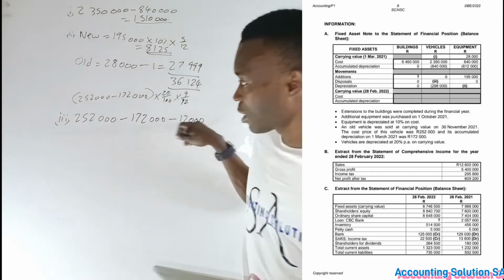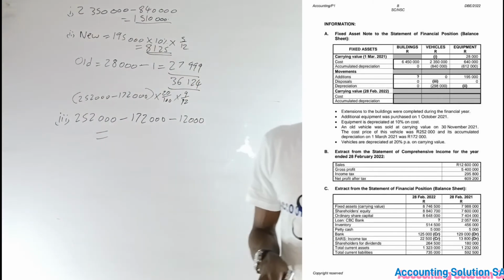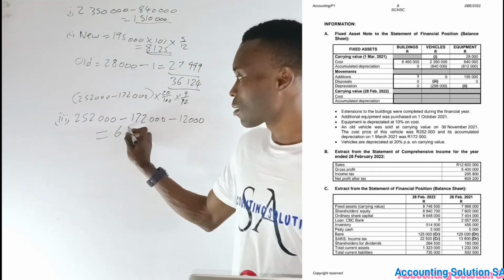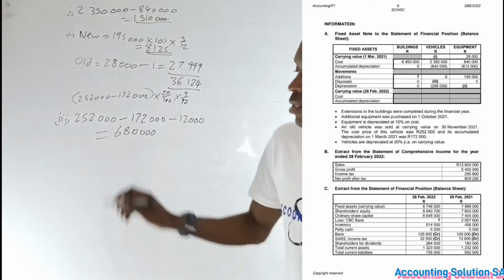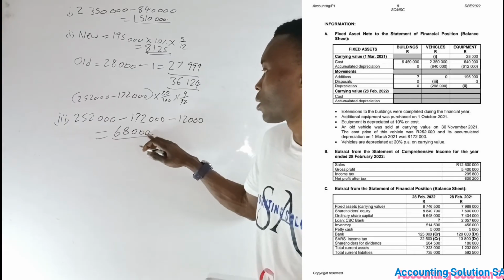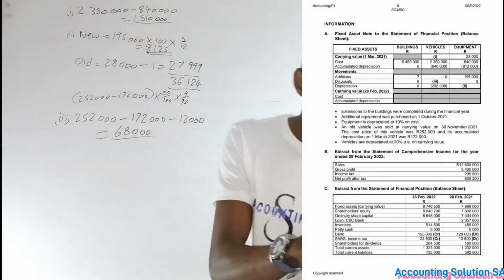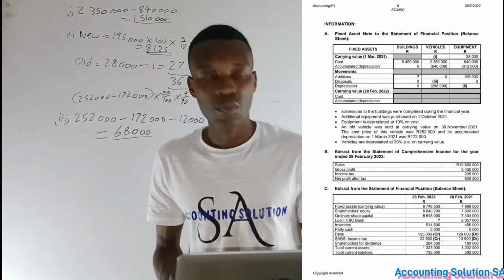Okay, then after that we're going to get our current value, which is going to give us an amount of 68,000. Very simple. Okay, 68,000, just like that. All right, now let's proceed to another question.